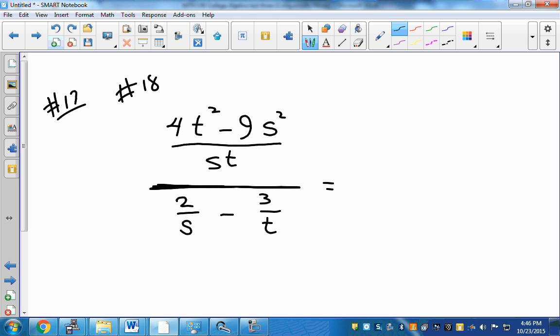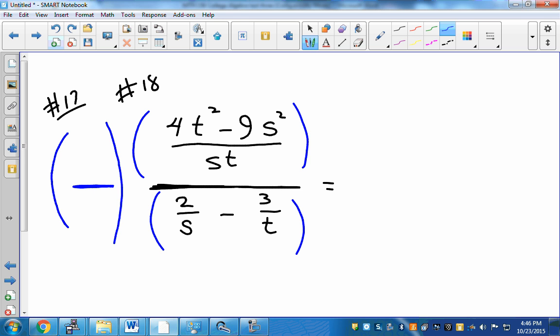Probably the best way to do this, the nice technique the author shows you, is if you multiply top and bottom by the same expression. Now remember, you can always multiply by 1. So what form of 1 do I choose? I'm going to choose st divided by st. Now I hope you would agree that st divided by st is 1. So I'm multiplying this whole thing by 1. Why do I do it?